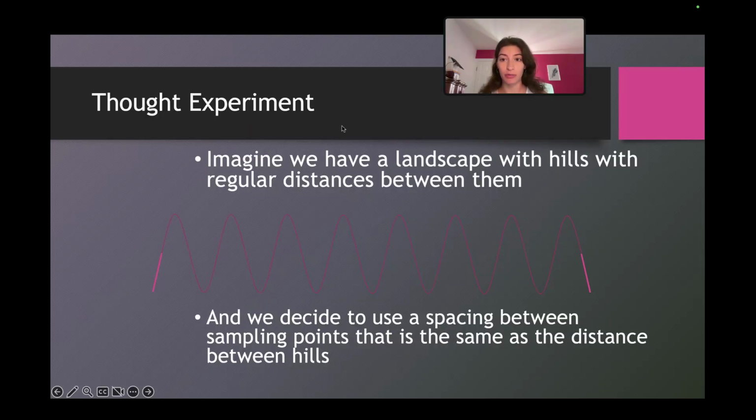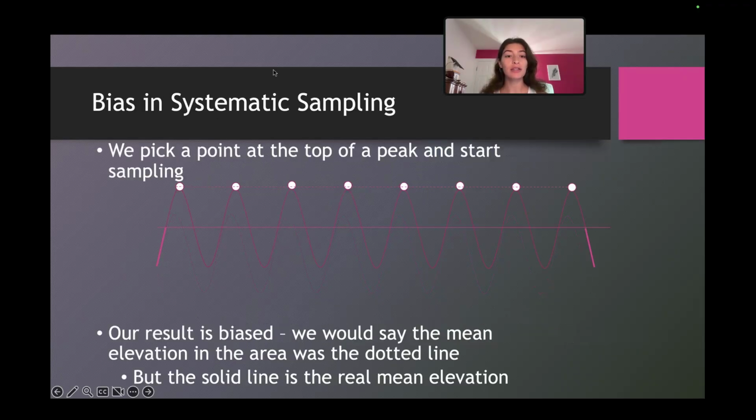So here's a thought experiment for you. Imagine we have a landscape with hills and regular distances between each of those hills. We decide to use a spacing between sampling points that is the same as the distance between these hills. Let's say that we pick a point at the top of the peak and then we start sampling. Well, our result is going to be biased. We'd say that the mean elevation in the area was that dotted line, but the solid line is the real mean elevation.